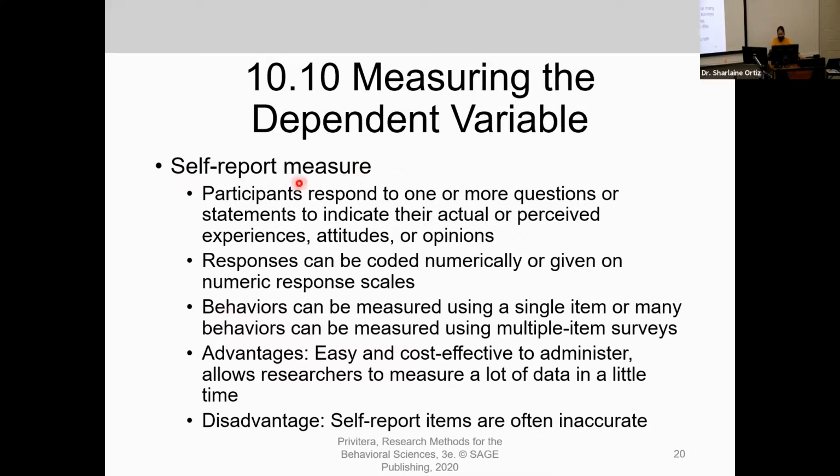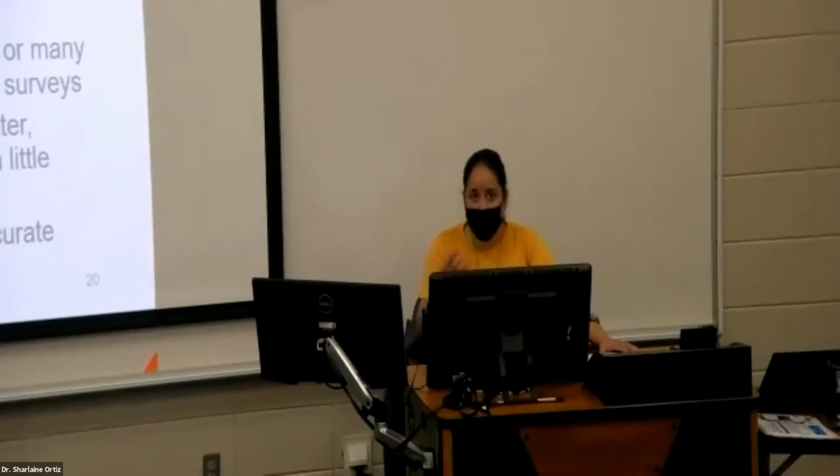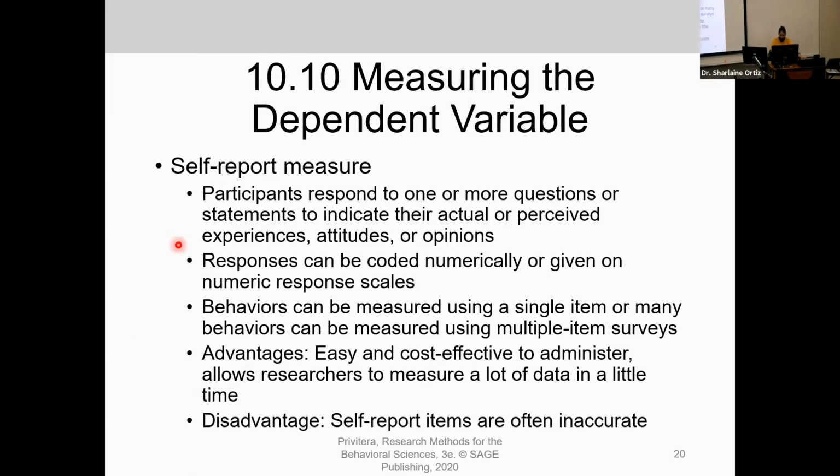The benefit of a self-report measure is that it can be coded. It's relatively easy to code the responses of a particular measure, or we can turn them into a numeric scale. So for example, you can use a Likert scale to transform that self-report measure from a verbal sense to a numeric sense in order for you to conduct your statistical test.